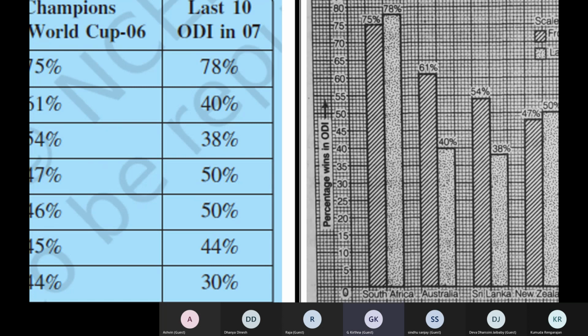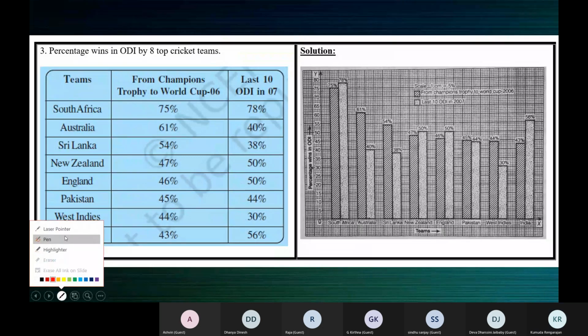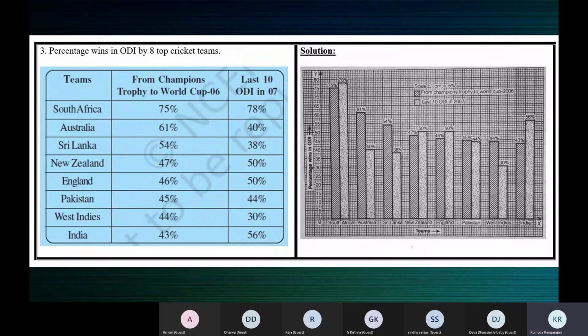Ma'am, 1, 2, 3, 4, 5, 6, 7, 8, 9, 10, and it goes on, ma'am. Okay. Actually, here they have not shown all the divisions. Let me just draw and ask you. It's going to look like this on your graph paper.